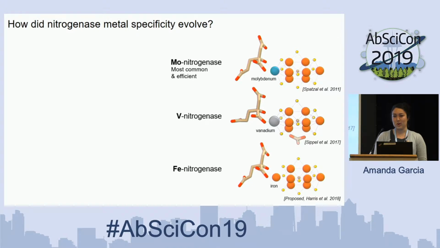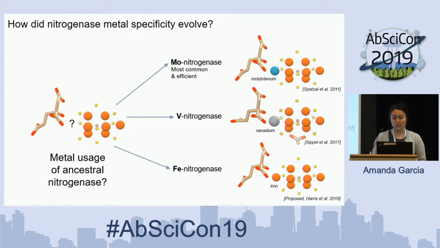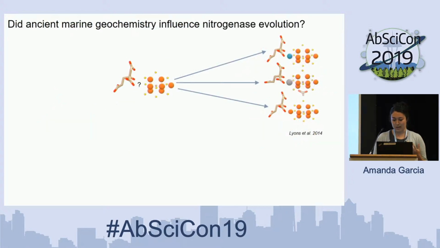But there are also two other rarer forms, which instead incorporate an atom of vanadium or an additional atom of iron in place of molybdenum. Phylogenetic analyses have established that each of these three nitrogenase forms are genetically distinct, but they are evolutionarily related. That presents the question: what was the metal usage of ancestral nitrogenases? The reason this question is particularly interesting from an astrobiological perspective is it requires that we probe this potential ancient interaction between marine geochemistry through time, as well as the evolution of nitrogen fixation and other metabolic processes.